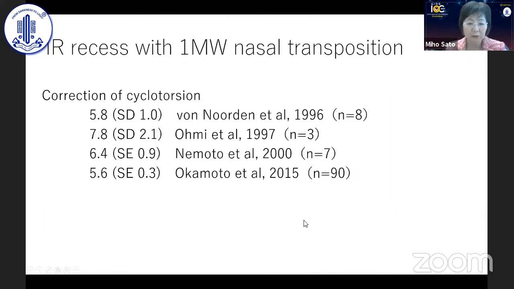Inferior rectus muscle recession with nasal transposition was developed by von Noorden in 1996. He reported an effectiveness of about 5.8 degrees. And recently, Dr. Okamoto performed it on 90 cases, and the effectiveness is quite similar.